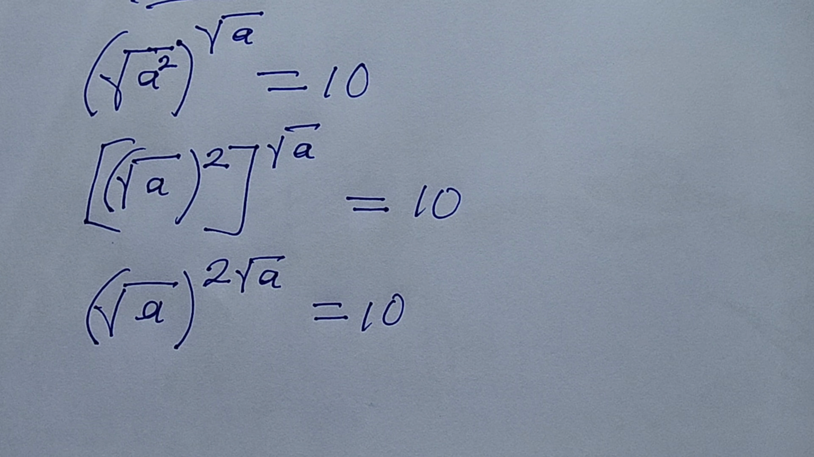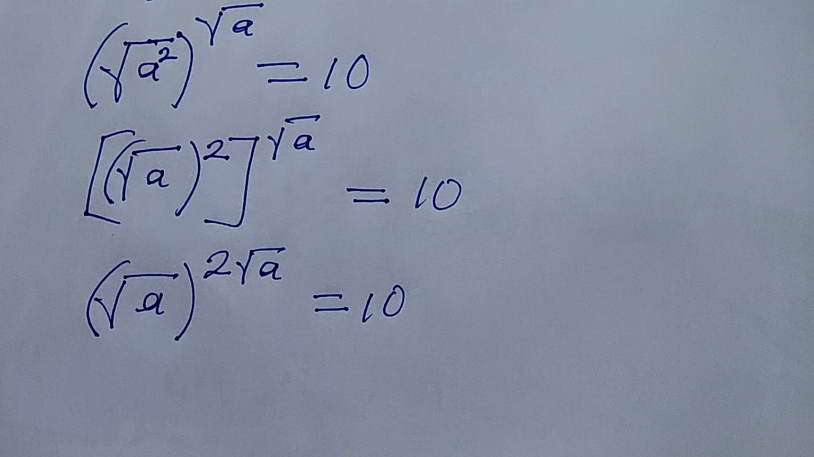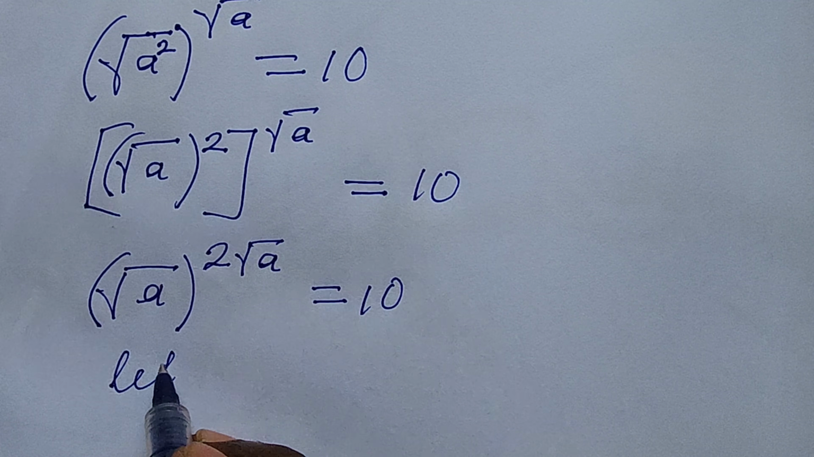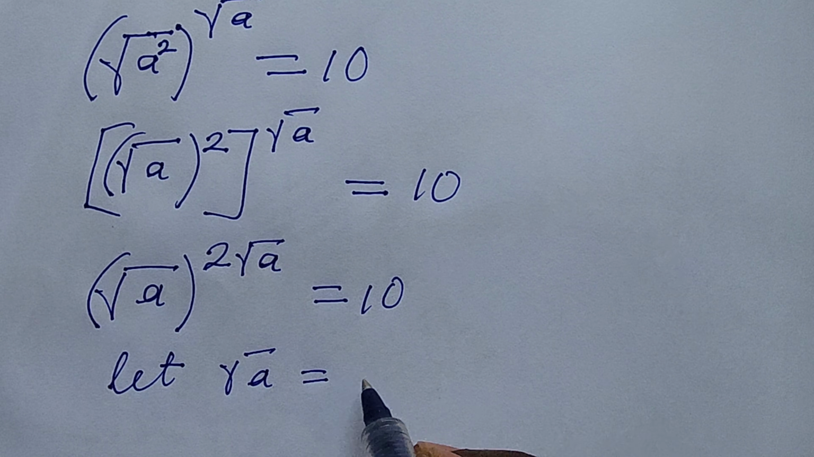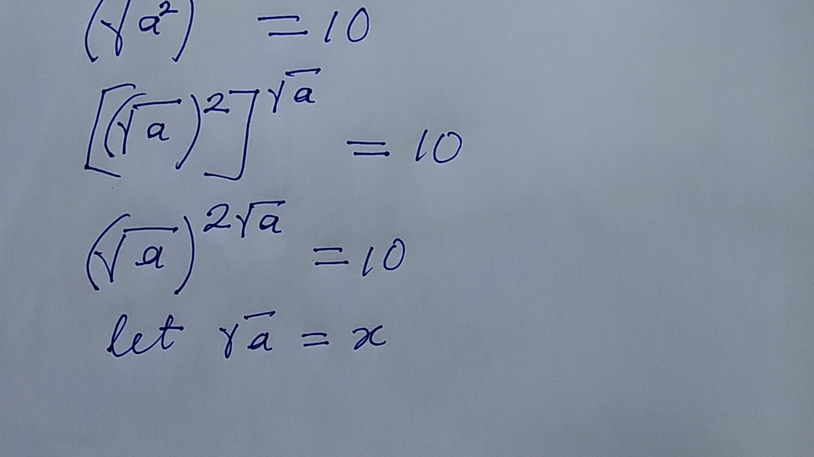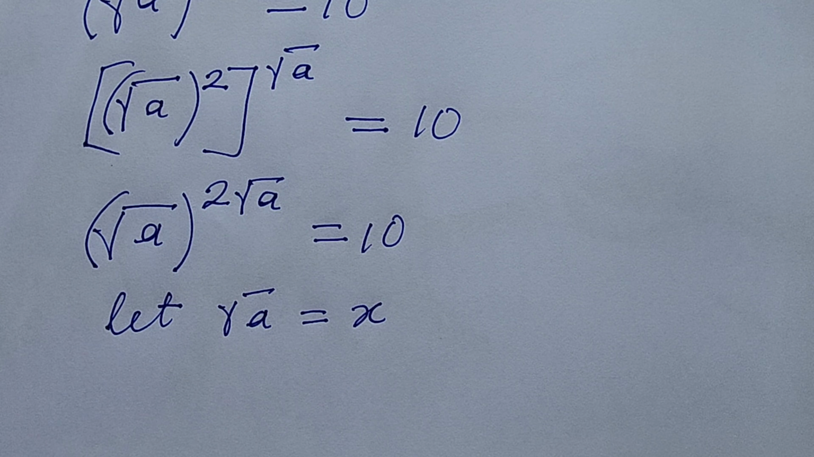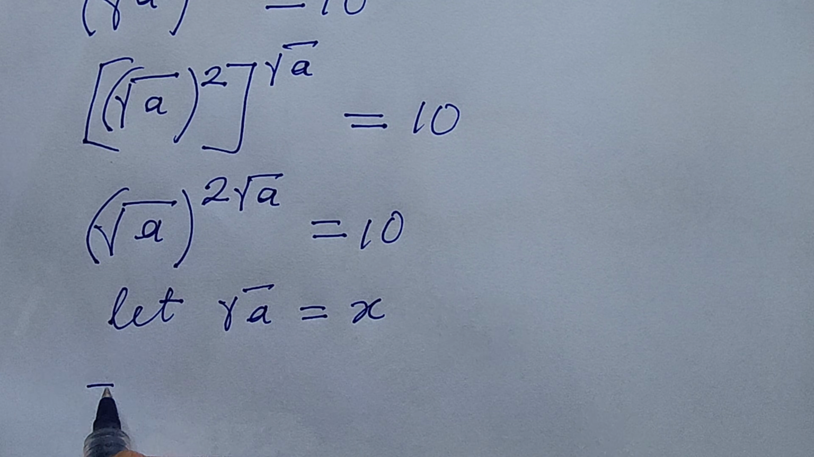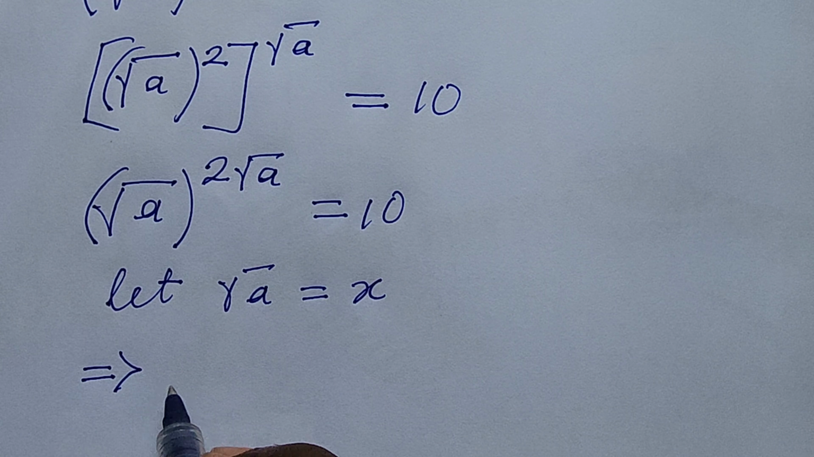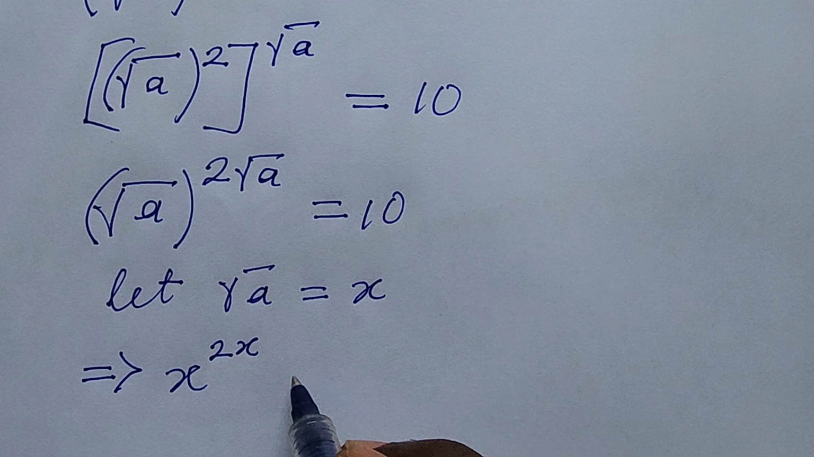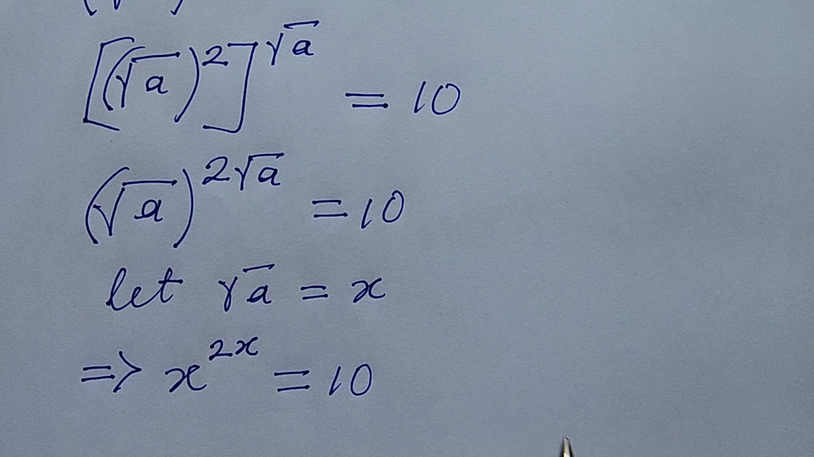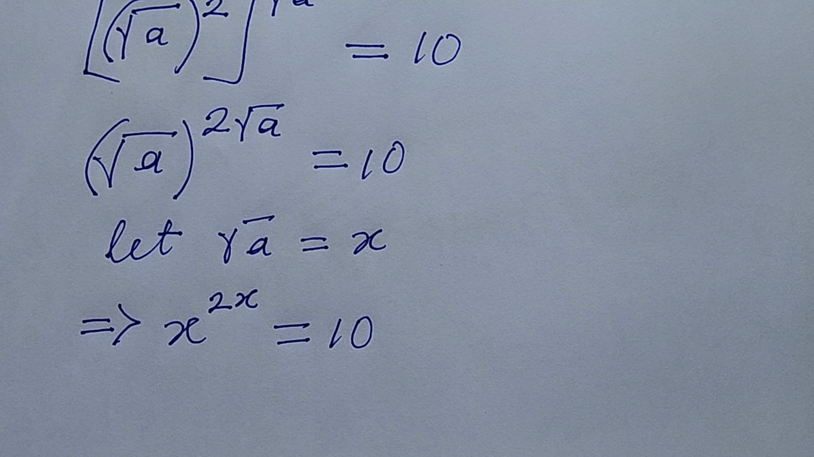Yeah, we're going to do some simple substitution here. So we can say here, let the square root of a equal x. Wherever we see square root of a, let's put in x there. So if we go by that, then we're going to have x to the power of 2x equal to 10. This is easy, right?